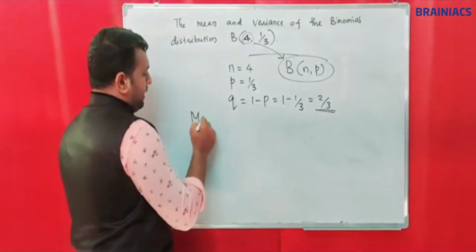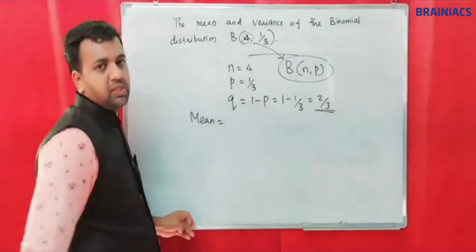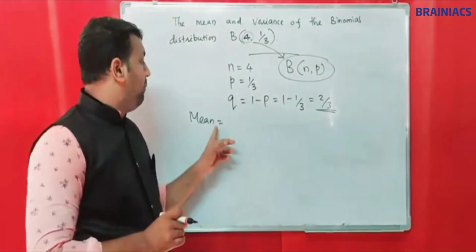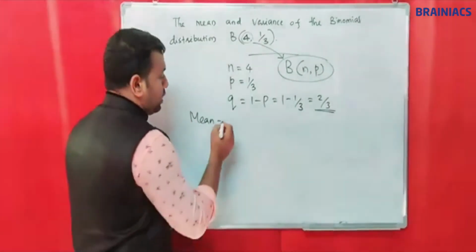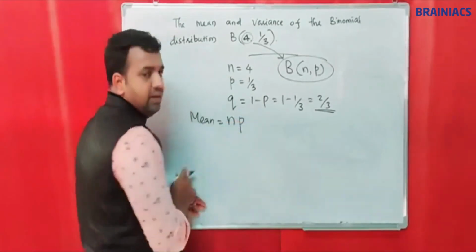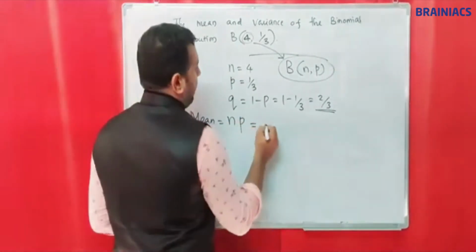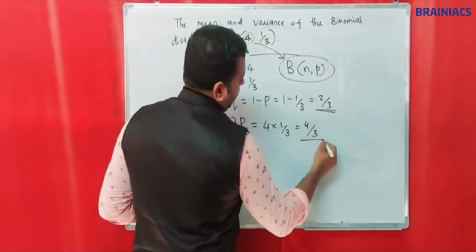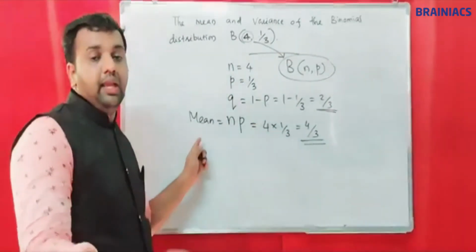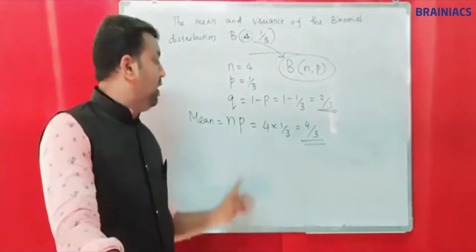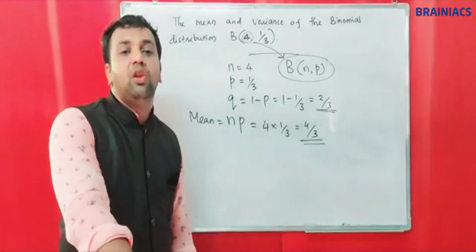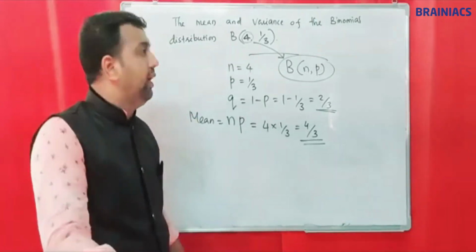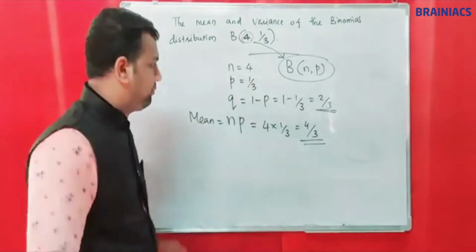So mean is equal to mean of a binomial distribution. We must learn the equation by heart. Mean of binomial distribution is equal to n into p. So the answer is n, 4 into 1 by 3. So the answer is 4 by 3. So must learn by heart the equation. Mean of a binomial distribution is n into p. Note that n and p are given here.